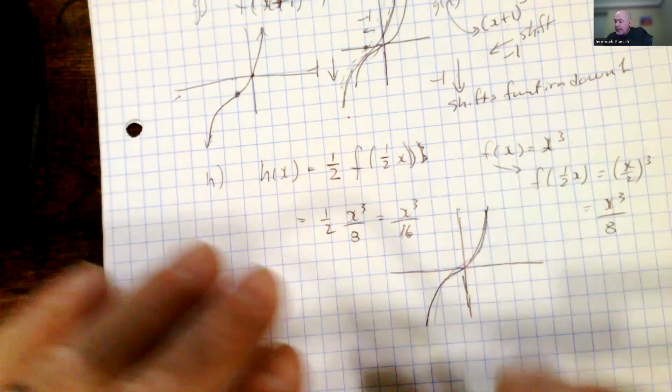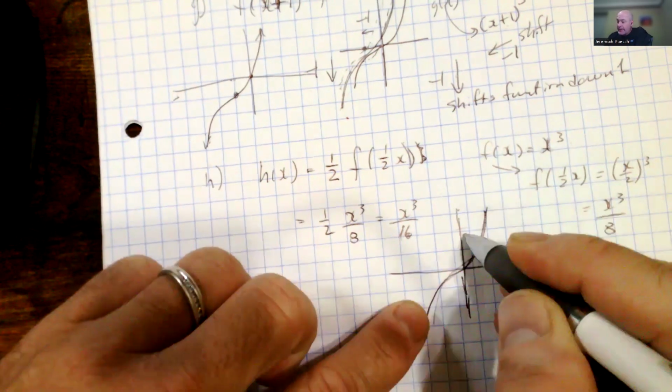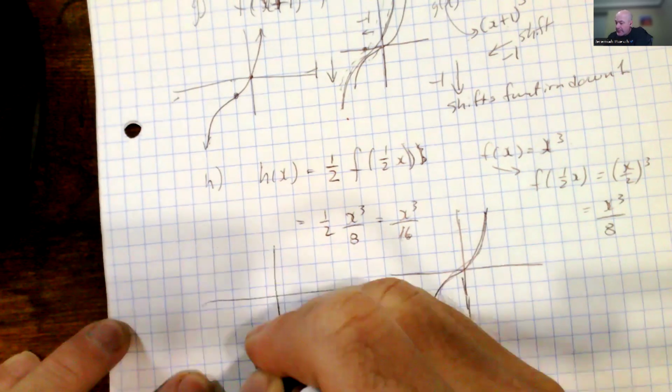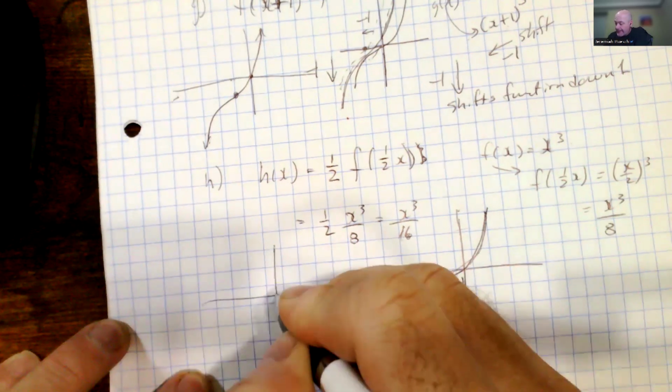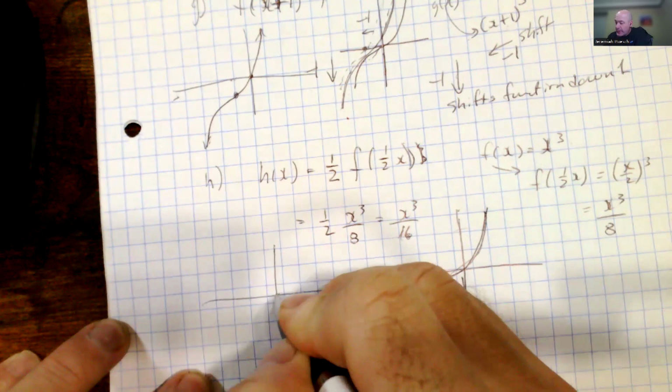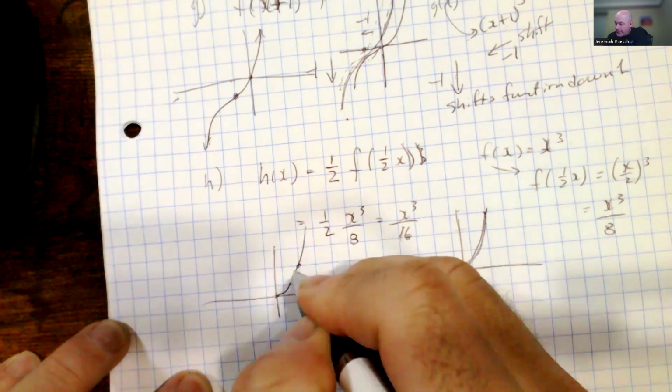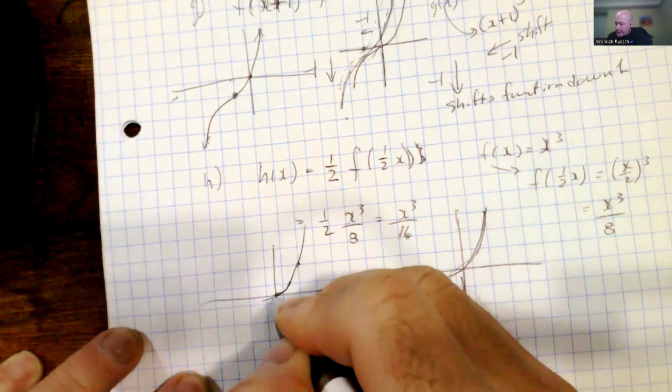So I can show that this way. I should have drawn this a bit more carefully, but for example, this is 1, because 1 cubed is 1, and then 0, 0, and then that would be negative 1.